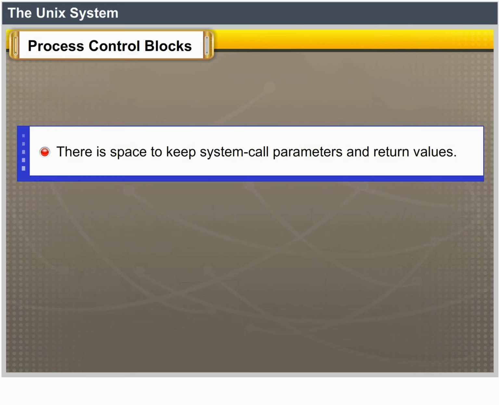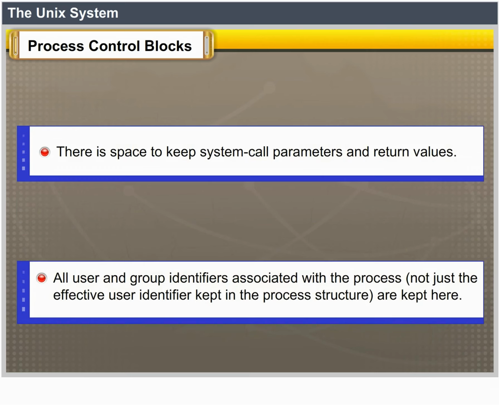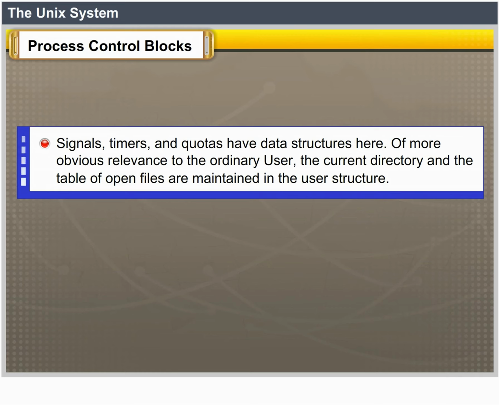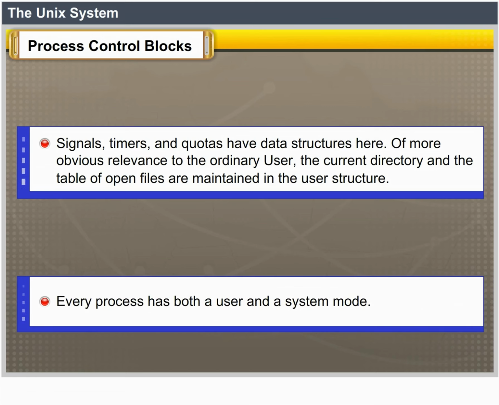There is space to keep system call parameters and return values. All user and group identifiers associated with the process, not just the effective user identifier kept in the process structure, are kept here. Signals, timers, and quotas have data structures here. Of more obvious relevance to the ordinary user, the current directory and the table of open files are maintained in the user structure. Every process has both a user and a system mode.